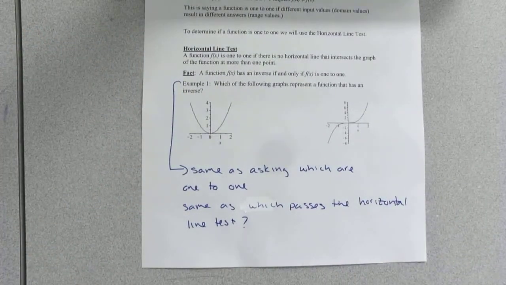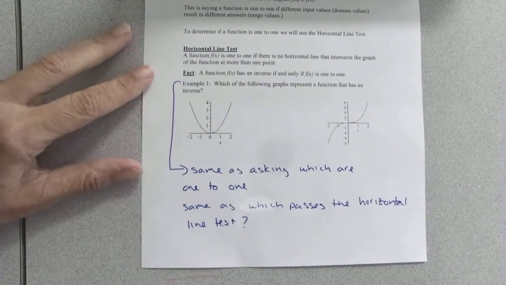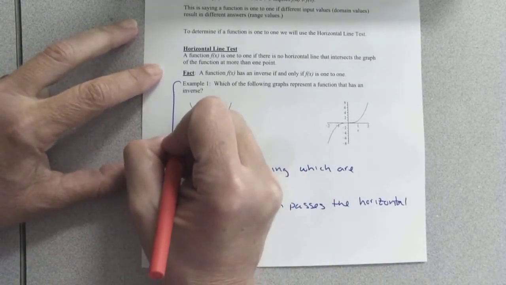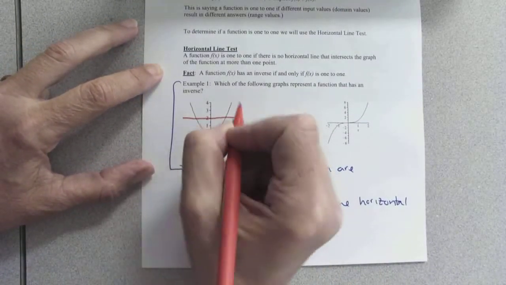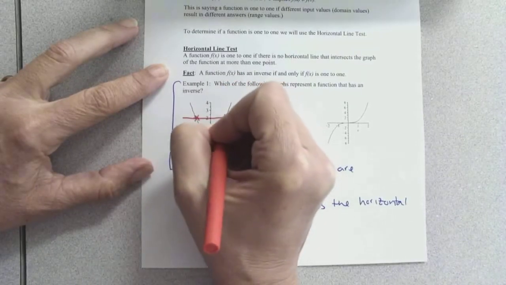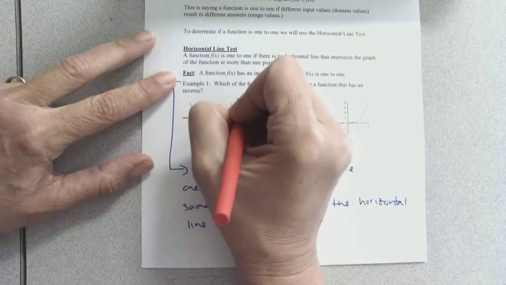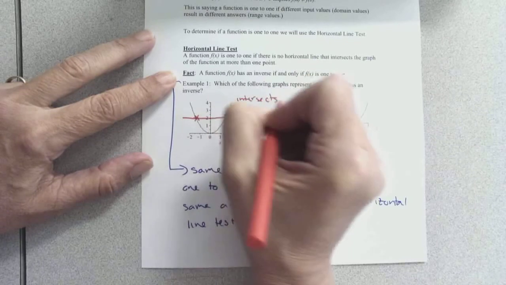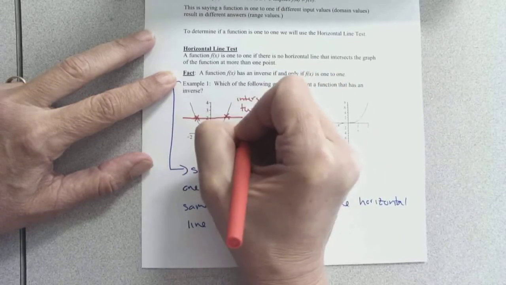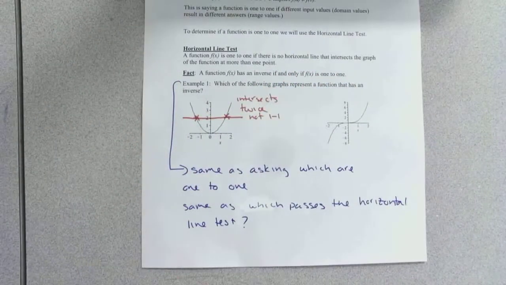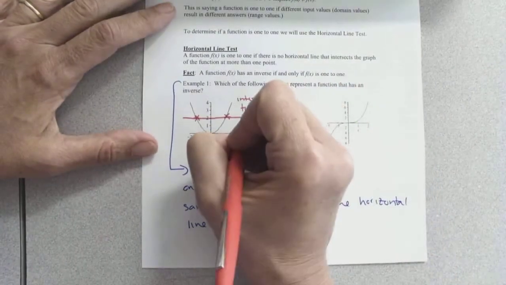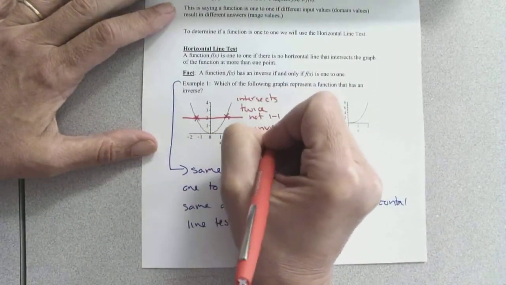Okay, so I'm going to take my little red pen here. Horizontal line test says that I have to be able to draw a horizontal line and intersect the graph at most once. And if I go right here, it doesn't matter. Notice we intersect twice. So it intersects twice. So not one-to-one, no inverse.